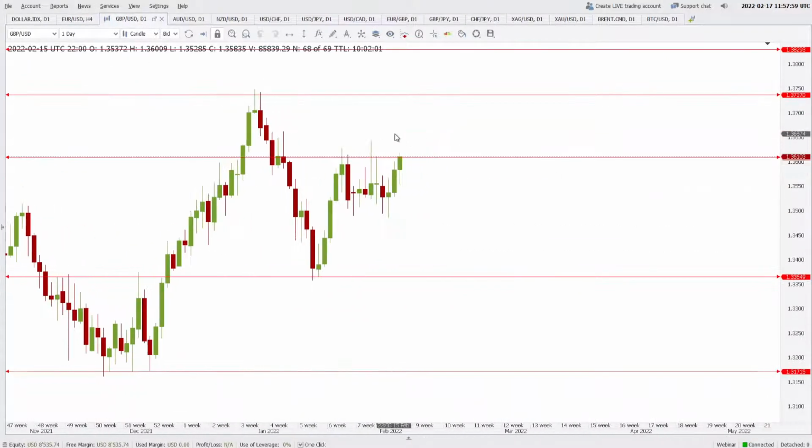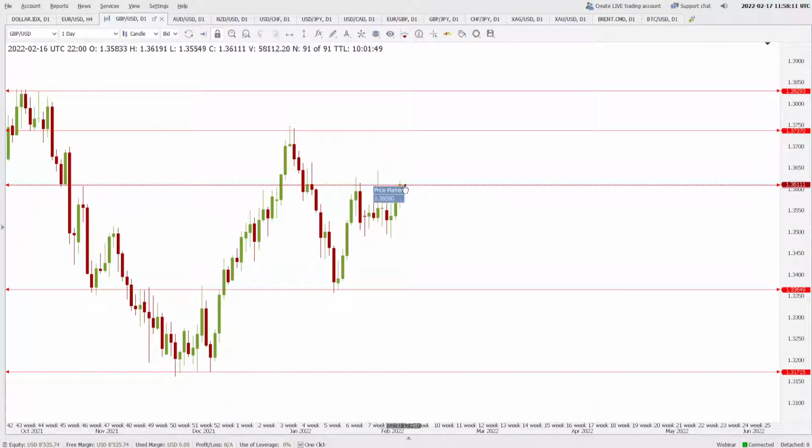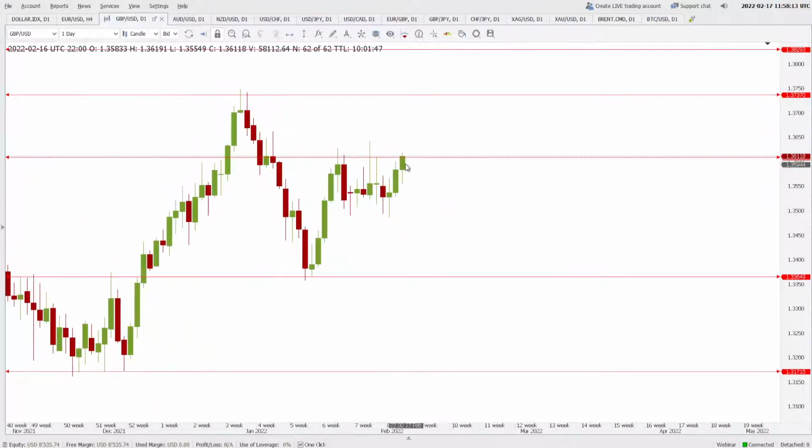Talking about the GBPUSD, right now trading at the resistance of 1.3609, which we have drawn. This was a good resistance in the past for these 4 candlesticks, and also here. Now this area is an important area. If we see a close higher than 1.3609 today, then 1.3737 will be exposed in the GBPUSD.